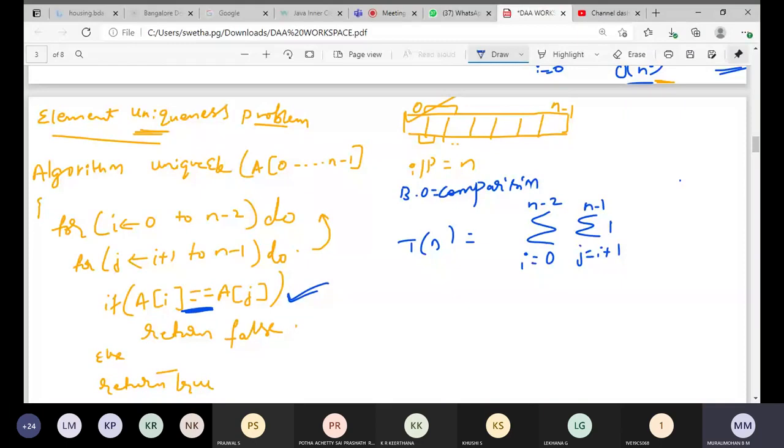This basic operation is executing for each j equal to i plus 1 to n minus 1. This complete thing, that is the j loop as well as the basic operation, is executing for each i equal to 0 to n minus 2. Clear? Any confusion? Kindly respond. Now you solve this one. If you solve this, what will we get?